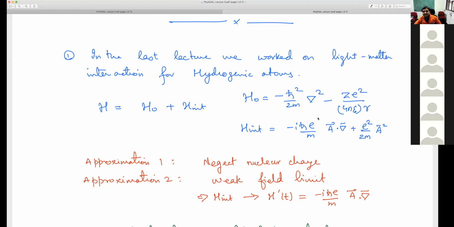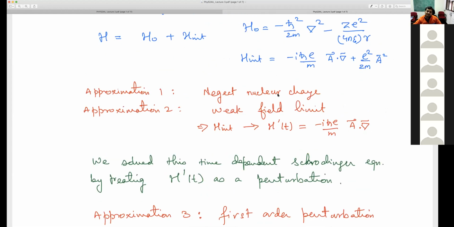And then just like I had this P minus EA, right? So I will also have a P nucleus minus EA, right? So we are neglecting that term. We are neglecting the coupling of light with protons in the nucleus. Okay, yeah. So that was neglecting nuclear charge.